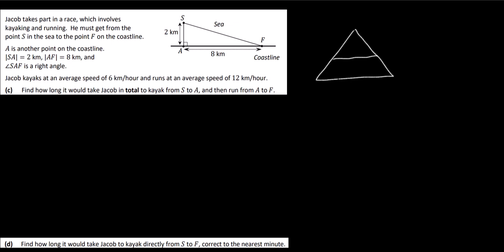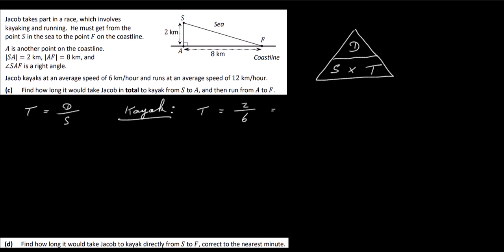Okay, so this is just a simple kind of a speed distance time question. So you've got speed is distance over time. So we want to find time then, so we know that time is distance over speed. So we got to do this twice. So you got to look at the kayak part of the race. So the time is just going to be the distance, which is 2 kilometers. He does that at 6 kilometers per hour.